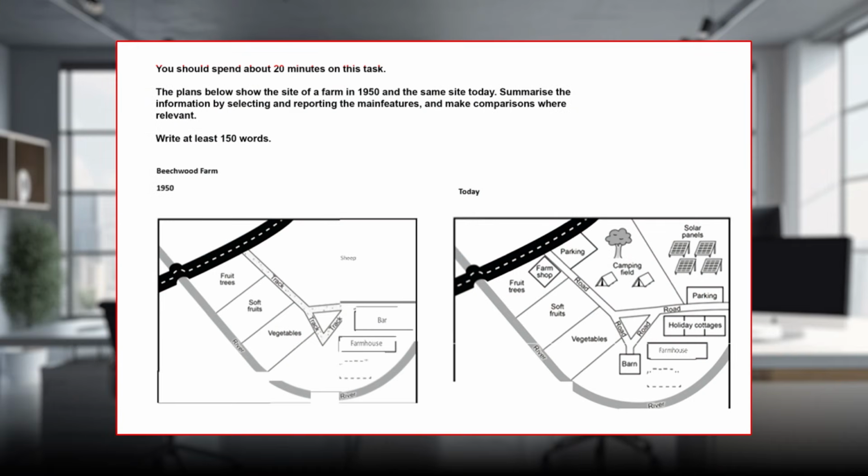Now let's start by understanding the task. This is a map comparison question and it shows how Beechwood Farm changed between 1950 and the present day. Now our task is to summarize the key features, write about them and make comparisons where relevant. We are just describing the changes that took place over a period of time.